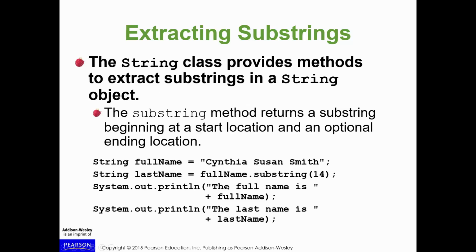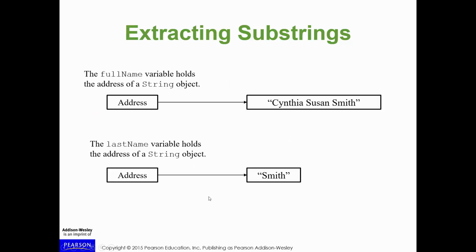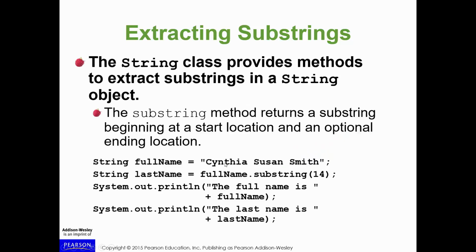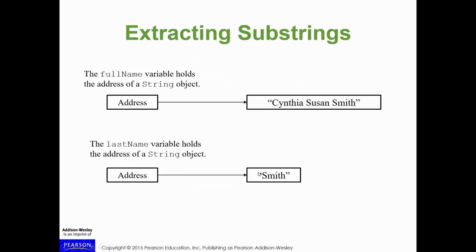Now, they give a good example in here. They give the code here, but let's look at it in here. It says the fullName variable holds the address of a string object. So the full name holds this. The last name holds this. And what they're saying is we start with character 0 here. 0, 1, 2, 3, 4, 5, 6, 7, 8, 9, 10, 11, 12, 13. So that's the 15th character, or character 14. That's what they're talking about right there. That's that 14.